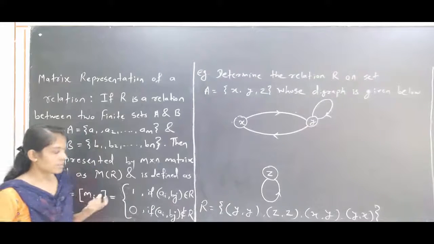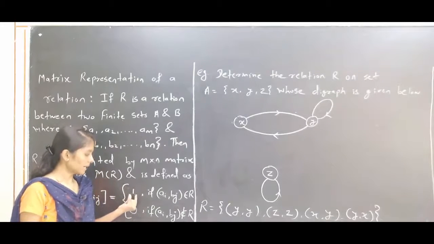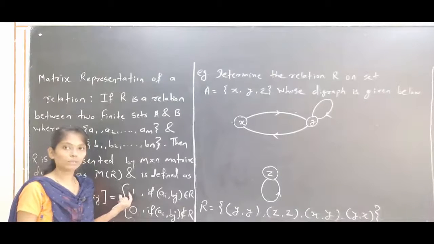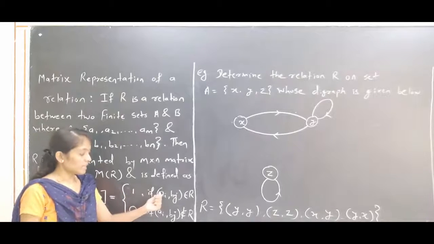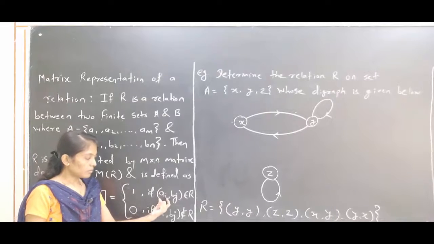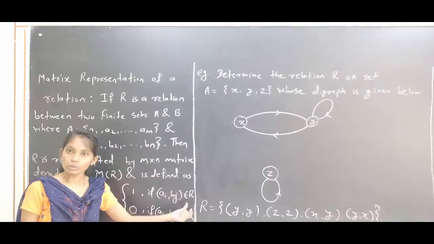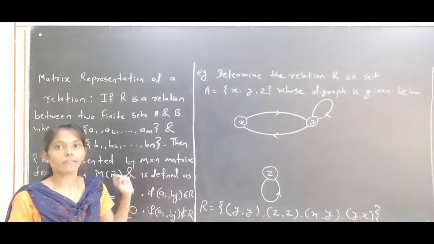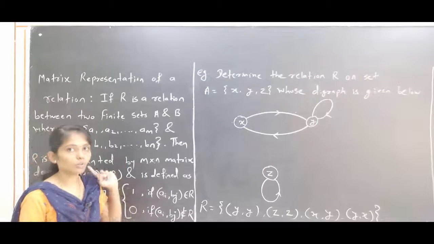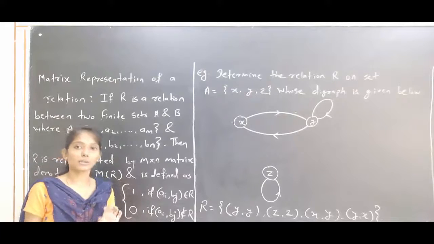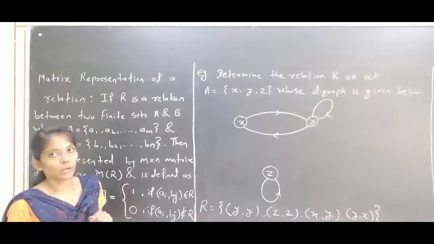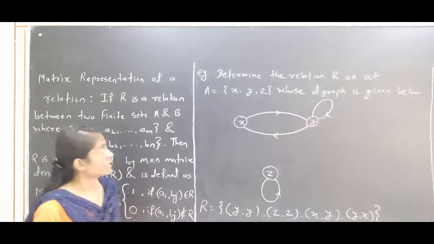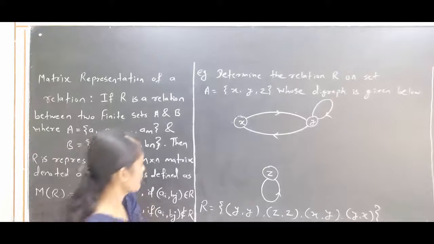Okay, so that means we mark the entry 1 of the matrix when that pair belongs to the relation, that is if Ai is related to Bj, and we mark the entry 0 when Ai is not related to Bj. Okay, get it? Now we see the example.